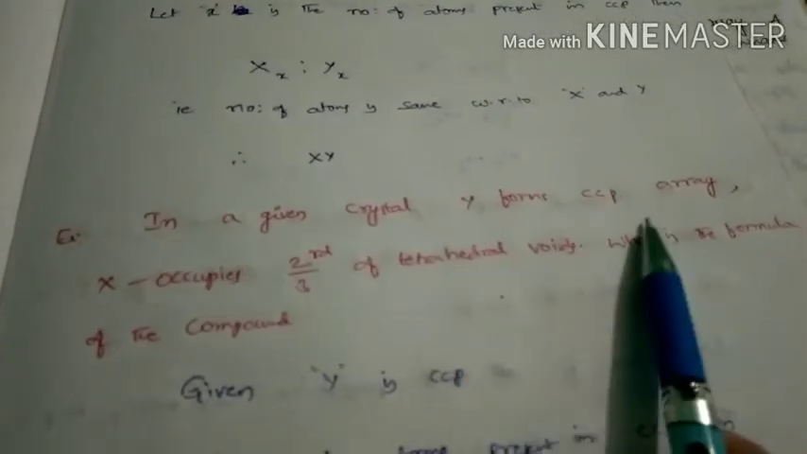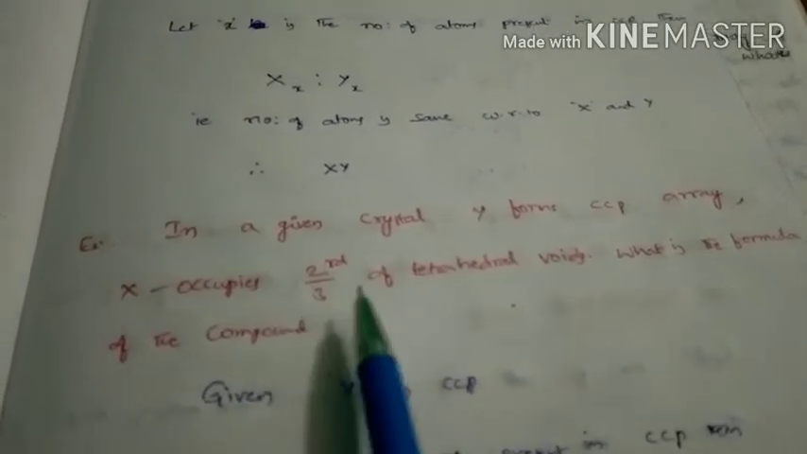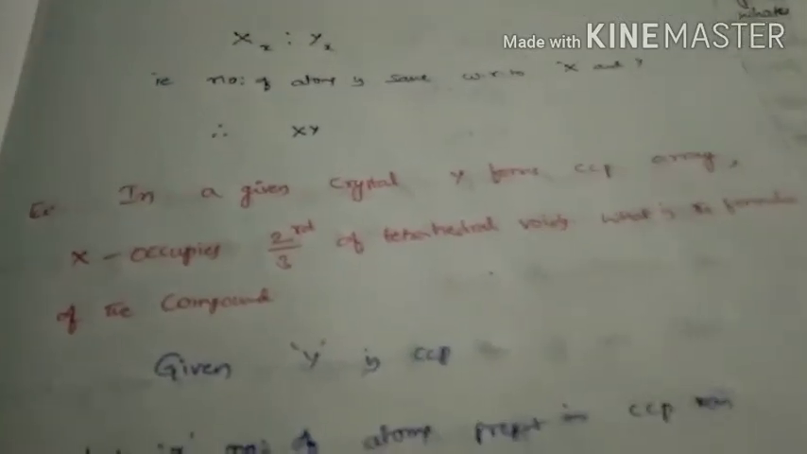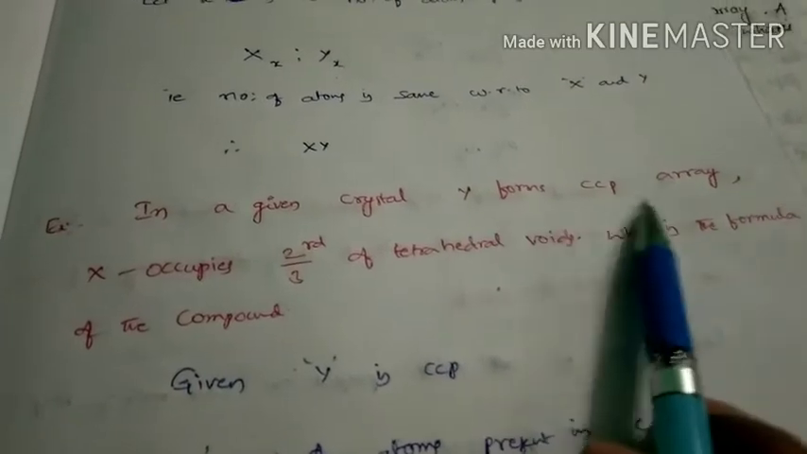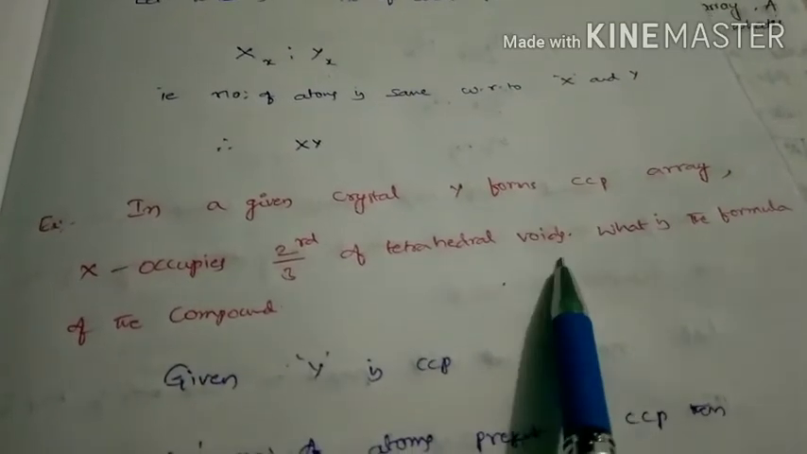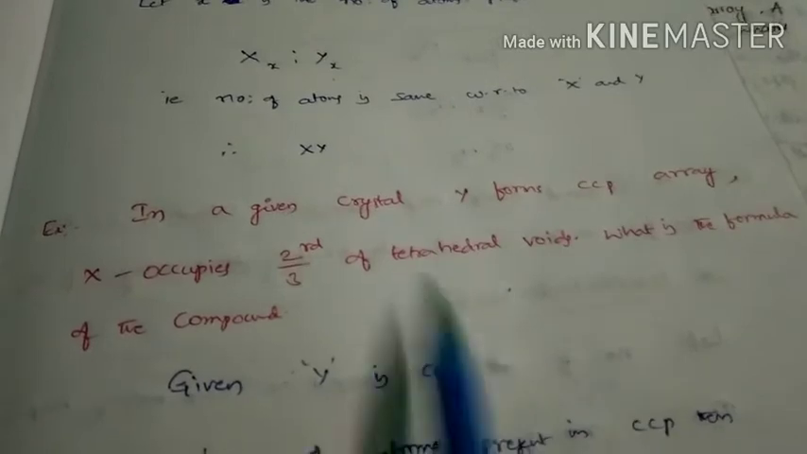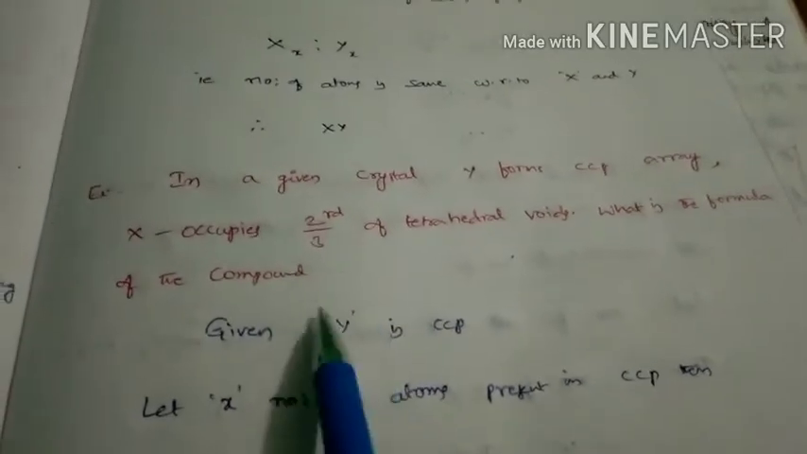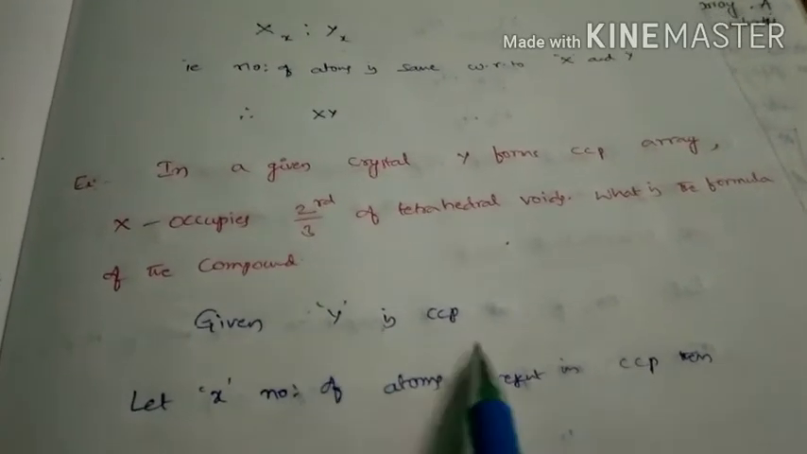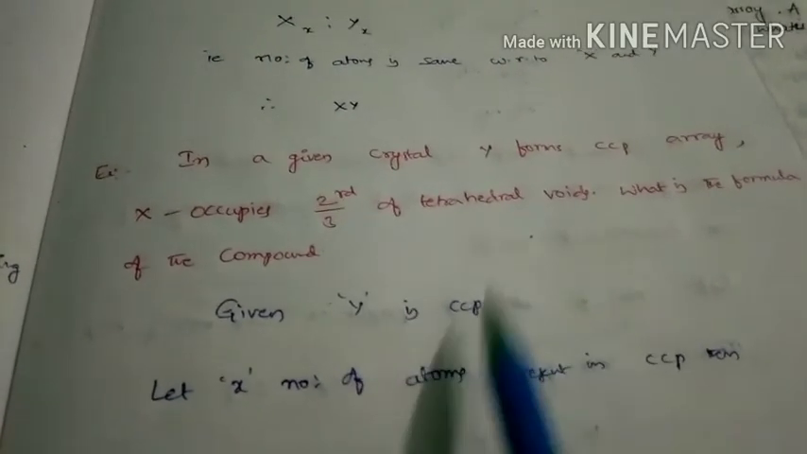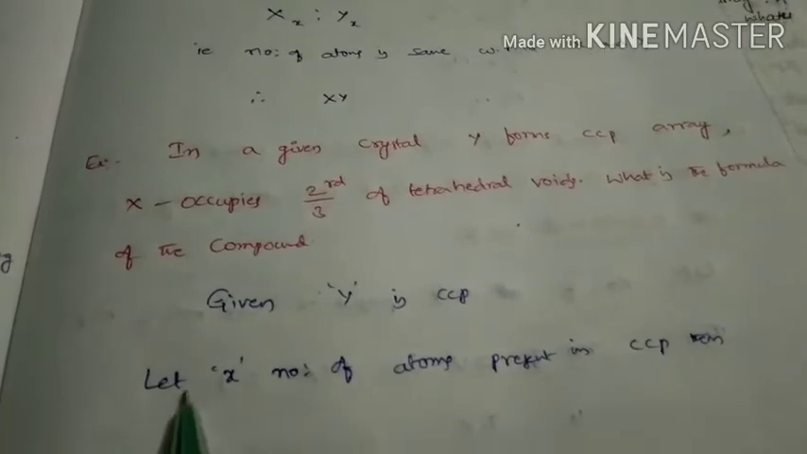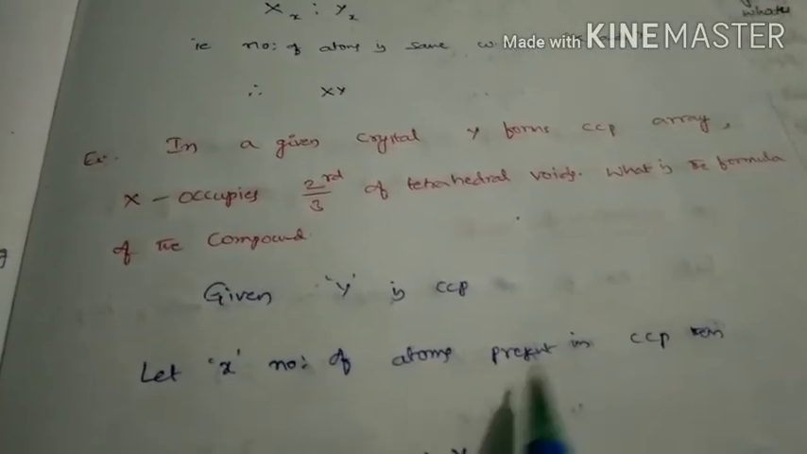Next, one more question is given: in a given crystal, Y forms a CCP array, and X occupies 2 by 3rd of the tetrahedral voids. What is the formula of the compound? What is the formula formed between X and Y? First you have to write, given Y is CCP. Let x be the number of atoms present in CCP, because we don't know how many atoms are present. That is why we write this every time.